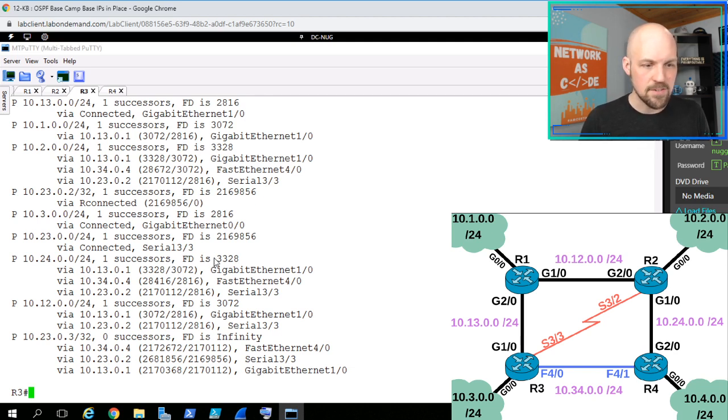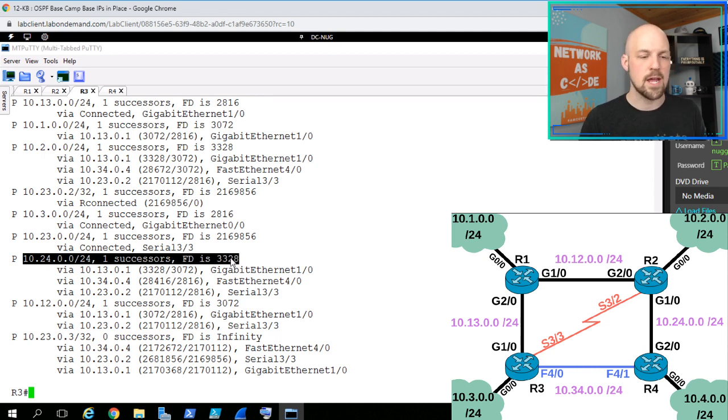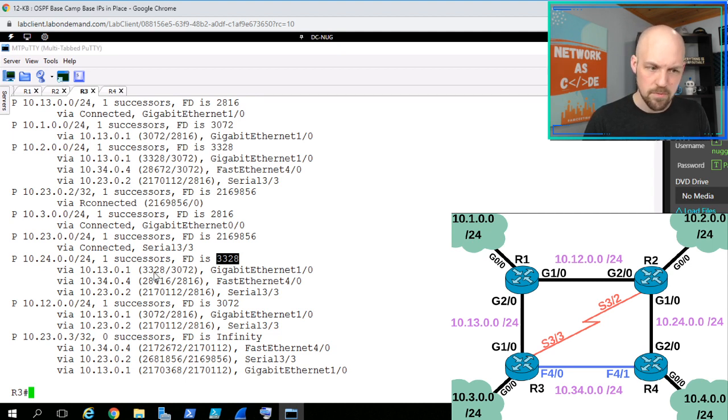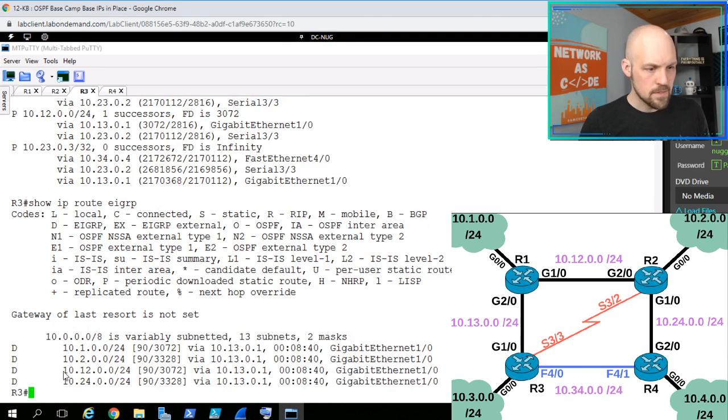So we see FD right here is listed for the entire route. So one time, it says the feasible distance is 3328. And we should see that that matches one of the FDs listed, and we do. It's right here. It's the route via router 1. So if I were to do a show IP route, let's just do a show IP route EIGRP again. 10.24.0.0 is via router 1. Okay. And now we know why.